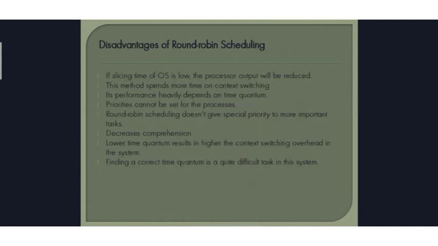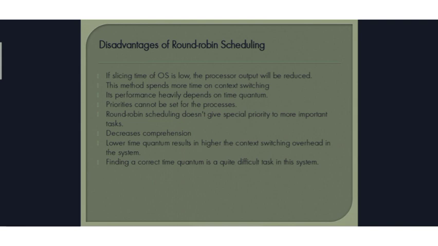Disadvantages of round robin scheduling. If the slicing time of the OS is very low, the processor output will be reduced. Simply, if the time slice is very low, it will not give any process an ample amount of time so that it can be performed. So the processor output will naturally be reduced. This method spends more time on context switching. Context switch is the process of storing the state of a process or thread.